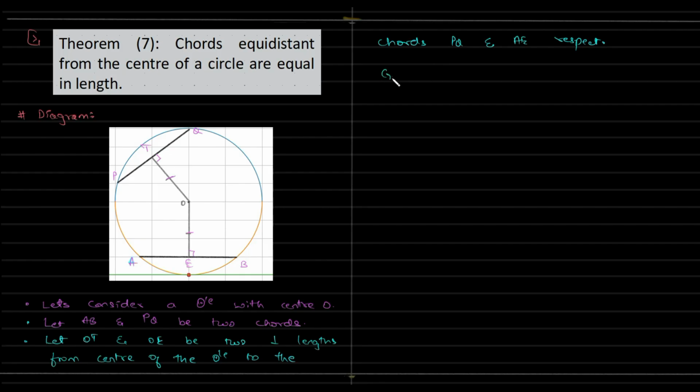Now it's given that OT is equal to OE, and we have to prove PQ is equal to AB. This is what the theorem talks about. So if all this condition is satisfied, then this is true. Now how do you prove it? So I'll give you guys a clue. Join OQ and OB. That's your clue.